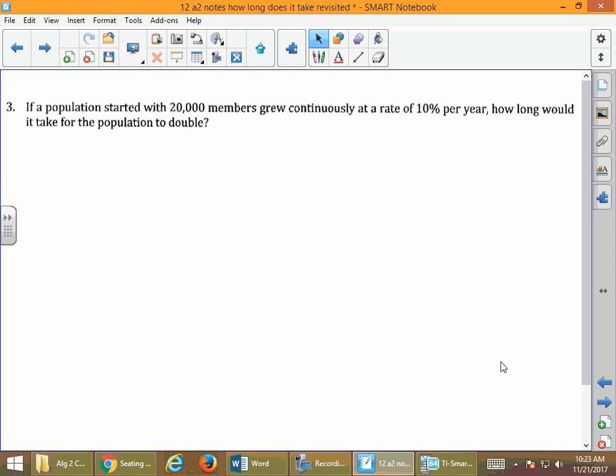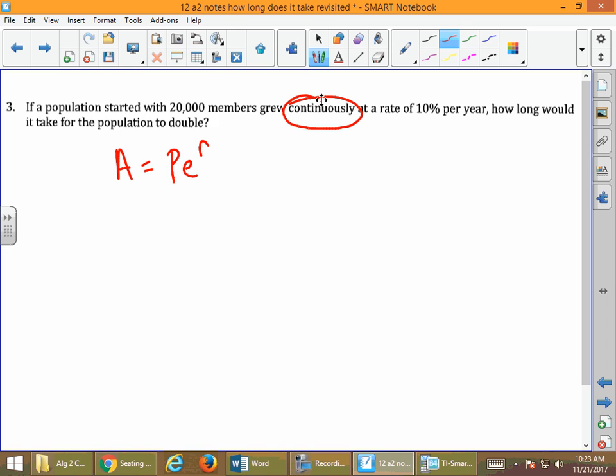As we turn our paper over, stepping away from money just for a moment, we've got a population. But if a population started with 20,000 members and it grew continuously, always looking for that word continuously. Because if we see that word continuously, it's going to be P e to the rt. Grew continuously at a rate of 10% per year, how long would it take for the population to double?